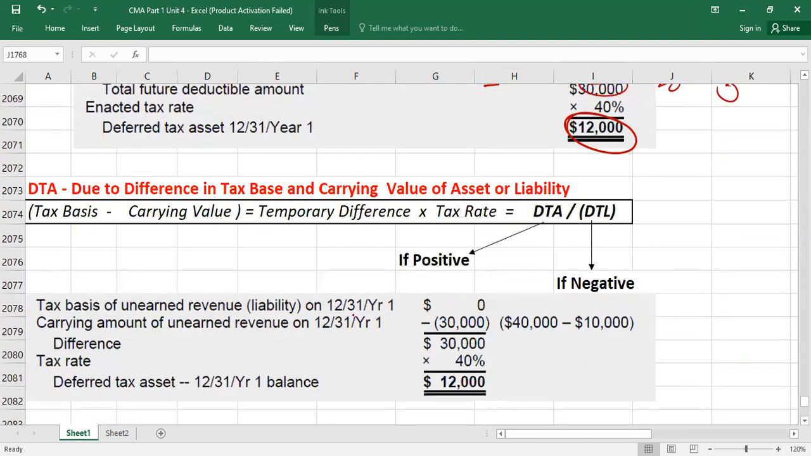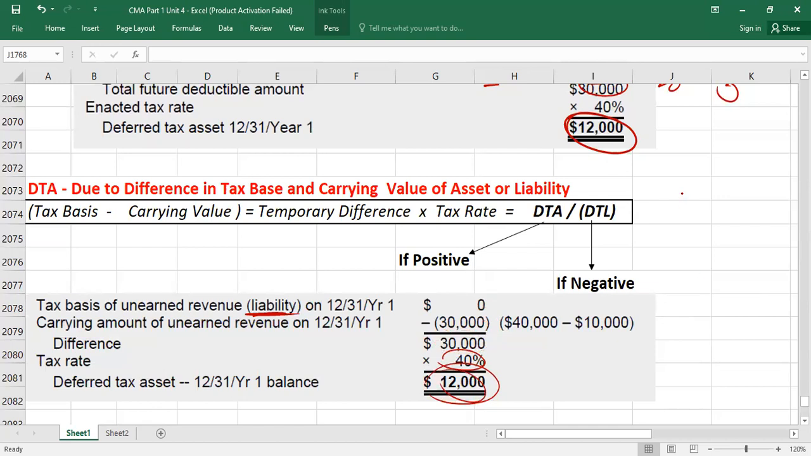Maybe it is solved here. You can see here, in tax, it is 0. Tax base is 0. In accounting, you have a liability of 30. So tax base minus accounting value will give you 30,000 negative, multiplied by 40%. So this will give you 12,000 as a deferred tax asset. So first you have to deduct, actually, this is the accounting value here.